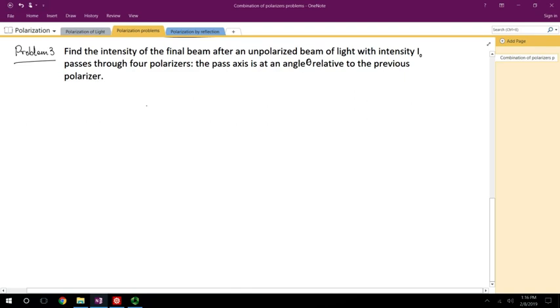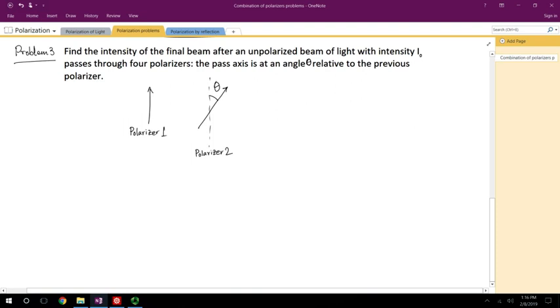So let's draw the 4 polarizer pass axes first. So this is, let's say, polarizer 1. Okay, so this is polarizer 1. And then I have the next polarizer, and it is at an angle theta, right? And I don't know what theta is, so our answer will probably depend on that theta. So this is theta, and this is polarizer 2.